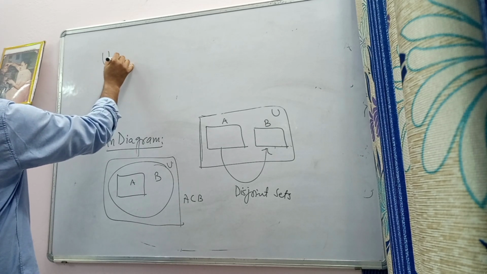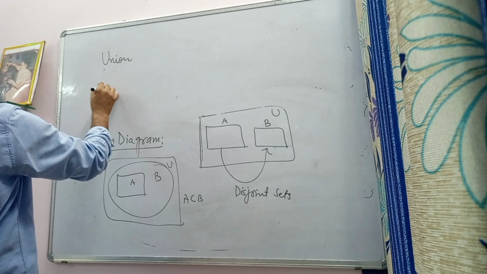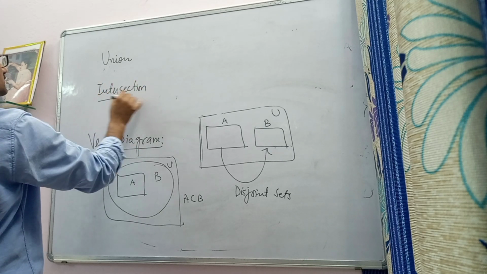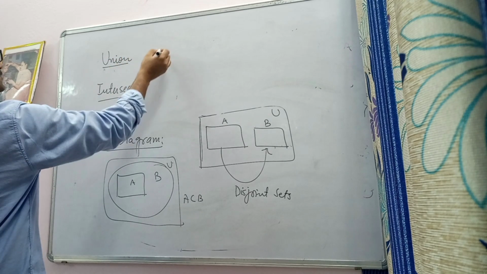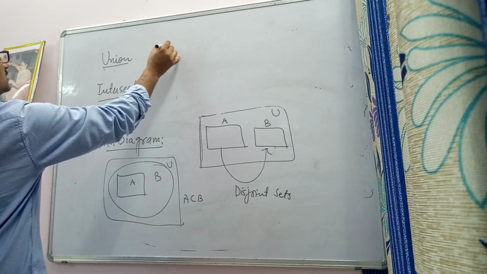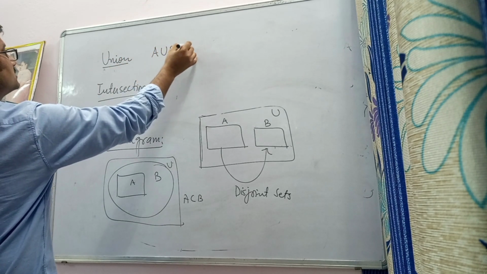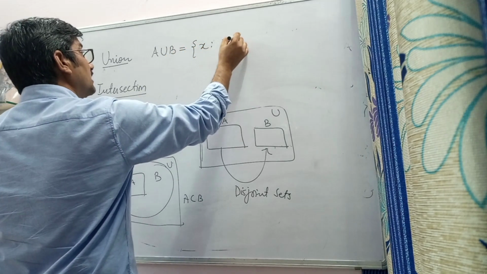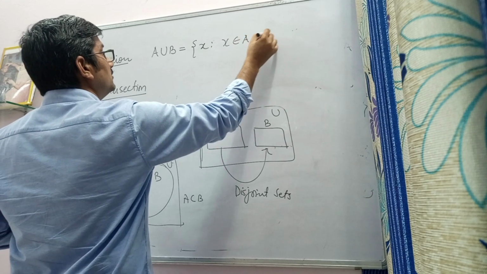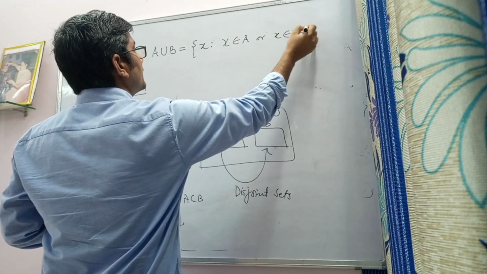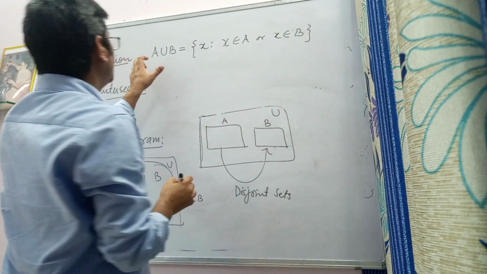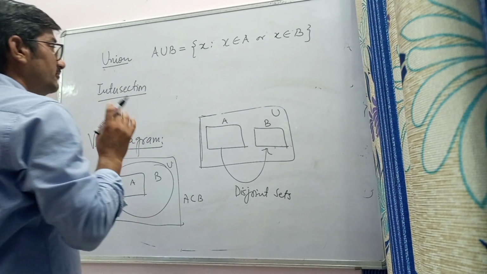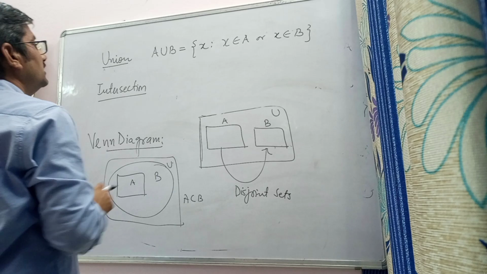Union, intersection. So the union between two sets is denoted by A union B, and it is the collection of all x such that either x is in A or x is in B. It means you are collecting all the elements of A and B, and you write common elements only one time.